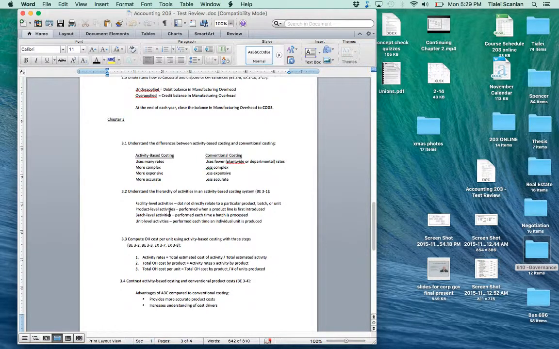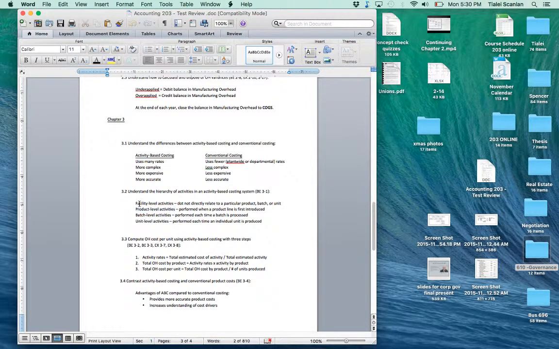Facility level, product level, batch level, unit level. Some of the homework was a little iffy on this. It could have gone either way in brief exercise 3-1, but what I want to emphasize is specifically the facility and the product level activities. Product level activities will normally have the word product in them. Maybe they're doing product testing or creating a new product, so you can determine that's a product level.